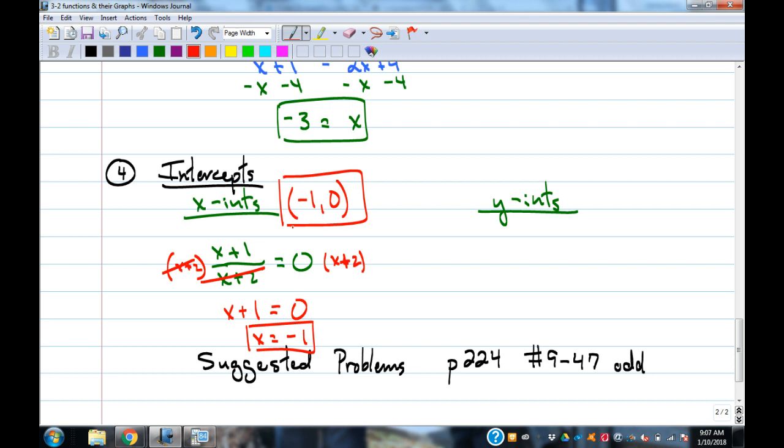Okay. How do you find a y-intercept? Last thing. Set x to 0. So you find f of 0. 0 plus 1 over 0 plus 2. f of 0 is equal to 1/2. And there's that 1/2 y value that they were talking about in part 2. Okay.